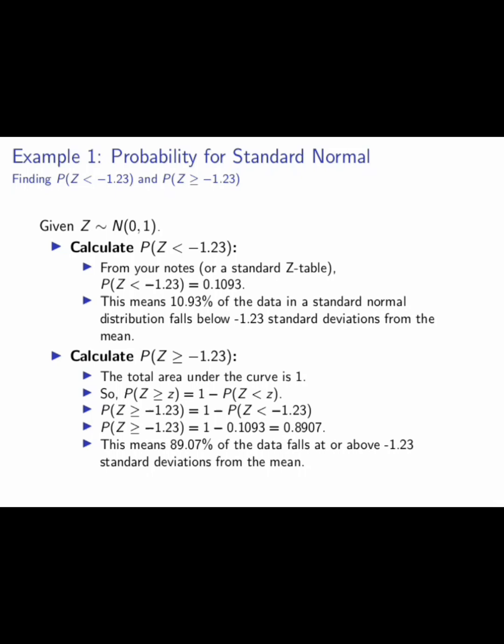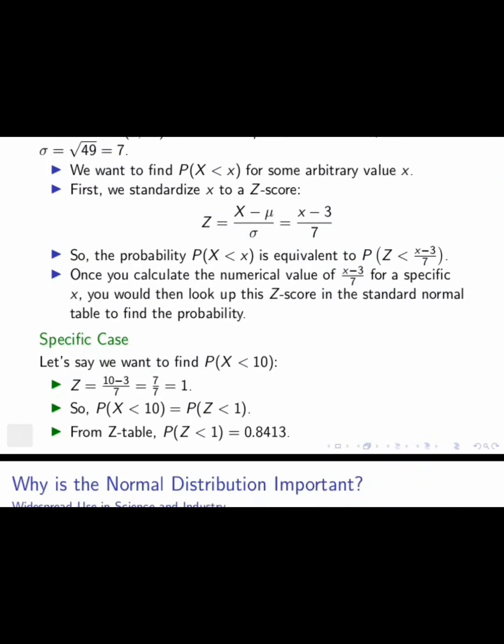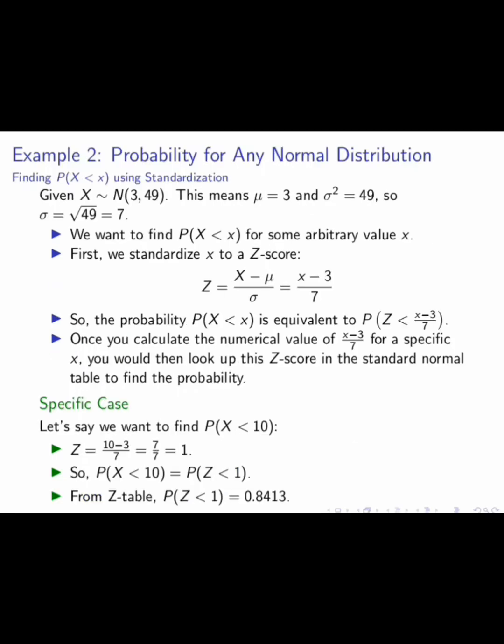Alright, so let's move to example 2. Example 2 says that given X is normally distributed with mean 3 and variance 49. Now, immediately you see X, what comes to your mind? This is a normal distribution question. It is not a standard normal distribution question, because what you have there is X and it is not Z. But if it is Z, what should come to your mind is a standard normal.